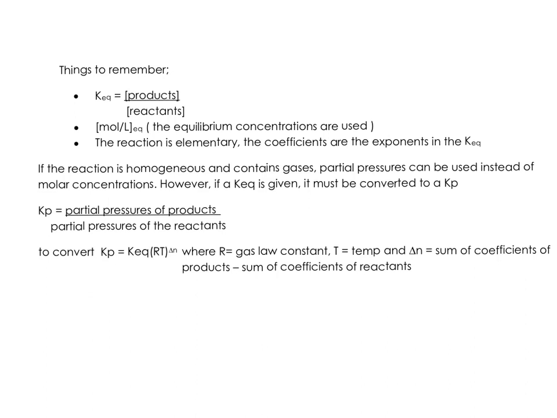So KP will be the partial pressures of the products over the partial pressures of the reactants instead of the concentrations. And then to convert to KP, if you're given a KEQ, then it's just KEQ times RT, the gas law constant, times the temperature, all to the exponent, which is the sum of the coefficients of the products minus the sum of the coefficients of the reactants. But you won't have to worry about that, is my guess.